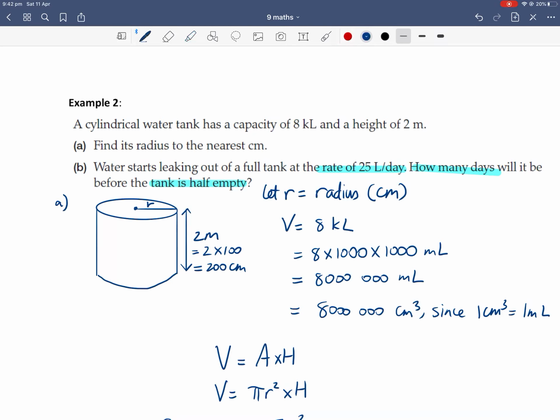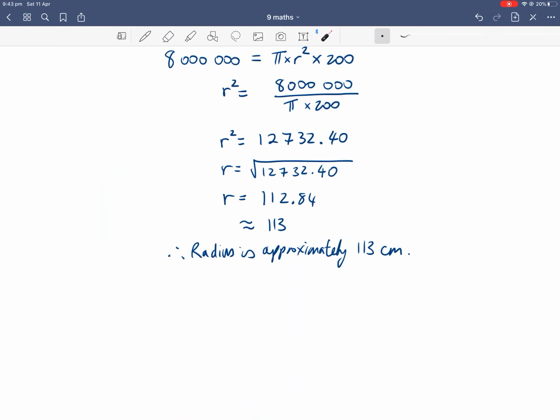Okay, so again, the issue here is unit conversions, because we're told that the tank has a capacity of 8 kiloliters, but our rate is in liters per day. So we need to make sure our units for the capacity are the same as the rate before we can do any calculations. So let's convert the 8 kiloliters to liters, and then we also need to look at the tank is half empty. So we're not dividing through for the whole 8 kiloliters, we're only looking for half the 8 kiloliters, which is 4 kiloliters.